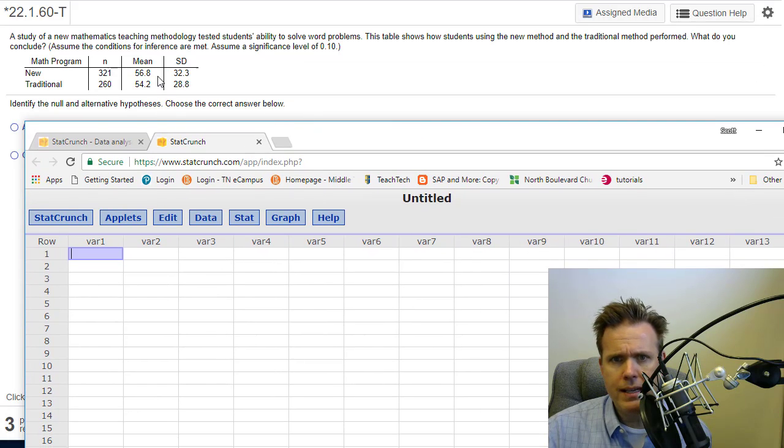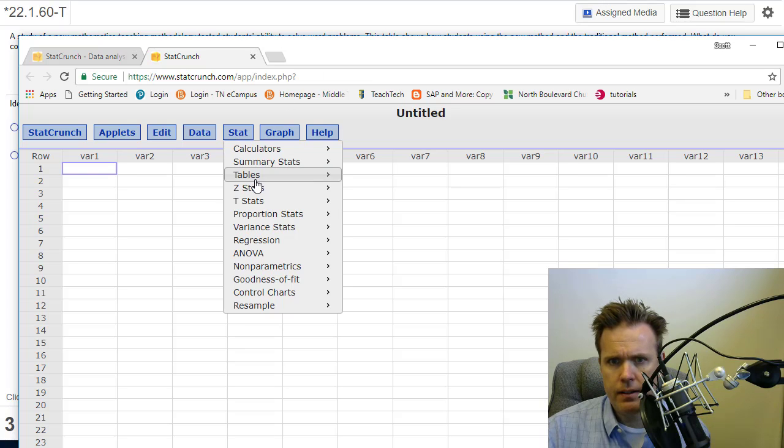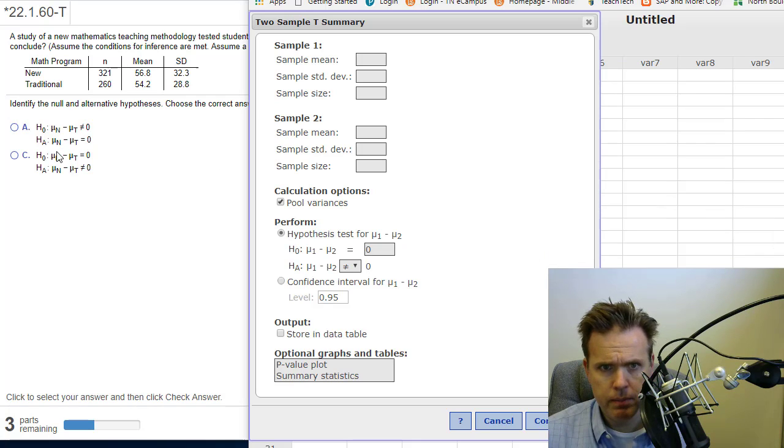We have two independent means. So this is a two-sample t-test. So you're going to go to Stat, T Stats, Two Sample, and I don't have the raw data. I've got a summary of the data. The new one will be sample 1. So we'll go ahead and put in the sample mean. Notice these aren't in the same order, so the sample mean is going to be 56.8. Standard deviation is 32.3. And then the sample size is 321. And then do the same for the traditional.